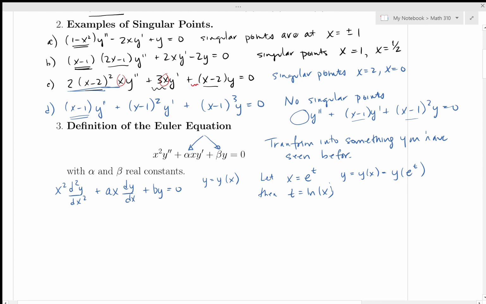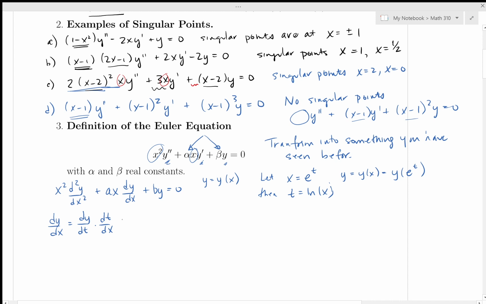So I can now easily substitute in for x squared and for x, because I know what x is. I can just square e to the t, get e to the 2t, and then substitute. What I have to do now is substitute in for the derivatives. So I know that x is e to the t, and now I need to figure out what dy by dx is. In order to do that, I employ the chain rule, and that's going to be dy by dt times dt by dx.